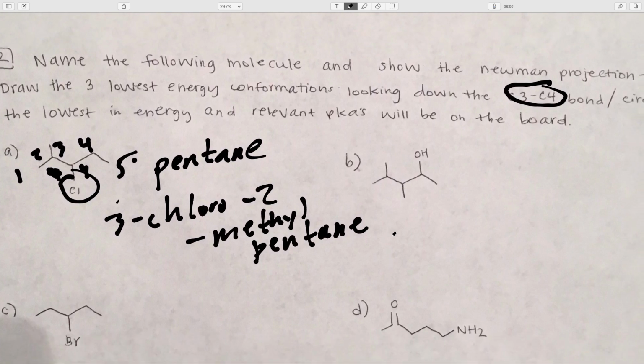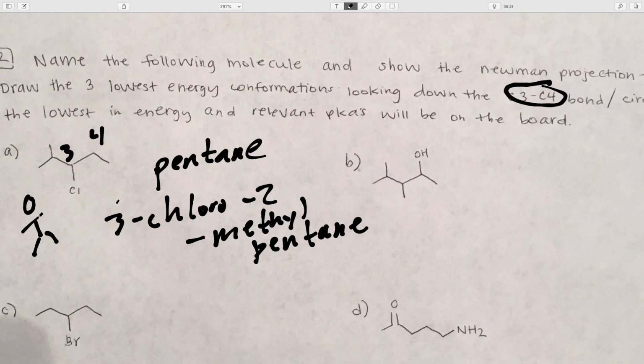And now that we've identified carbon 3 and carbon 4, we can look down that particular bond to draw our Newman projection. So what's carbon 3 and what's carbon 4 in this case? Here's carbon 3 and here's carbon 4. So if I'm standing right here and Mariana is standing on the other end, we look from where I am, not from where Mariana is.